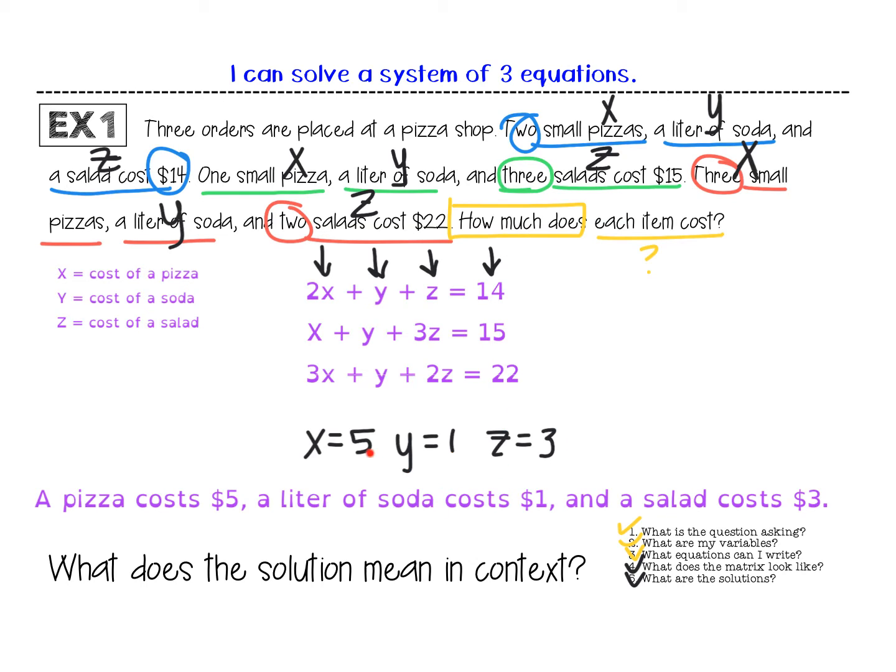2 times 5 plus 1 plus 3, does that give me 14? 5 plus 1 plus 9, because it's 3 salads at $3 each, does that give me 15? And 3 pizzas, so 3 times 5 plus 1 plus 6, which would be 2 z's, does that give me 22?